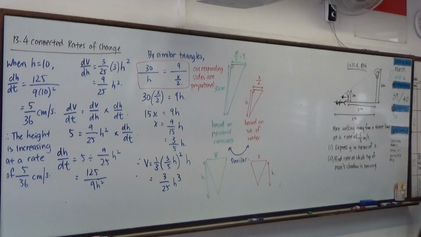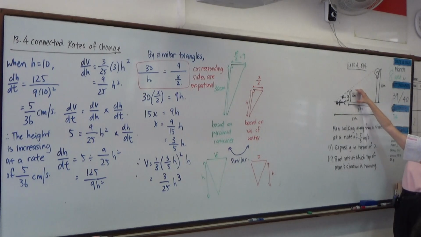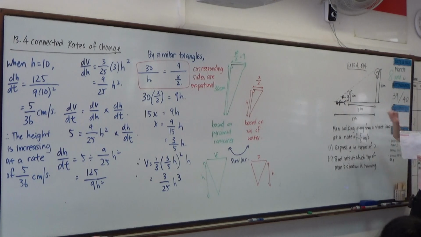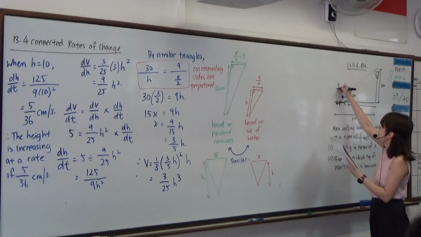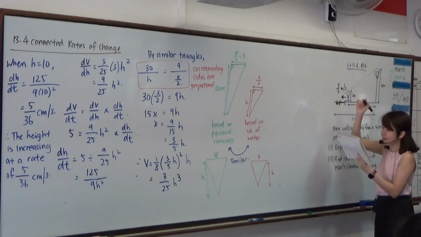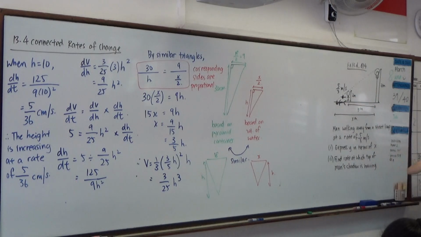So basically in this question, it says that there is a man who is 2 meters tall, extremely tall I feel, walking away from a street lamp of height 7 meters. The best light bulb I can draw is the one I learned from physics, which looks like this. He is walking away at a rate of 5/3 meter per second. That is the rate that he is walking.